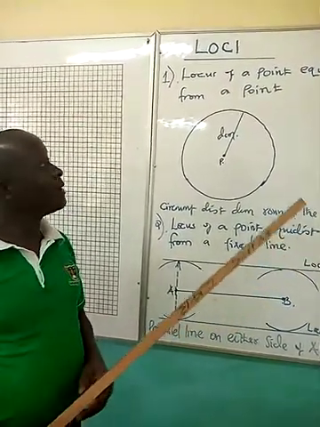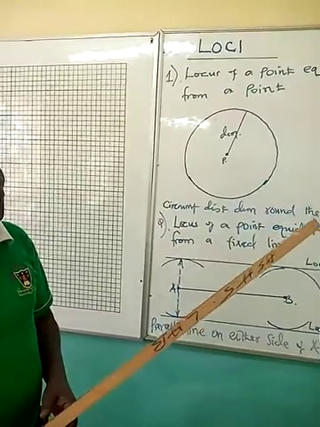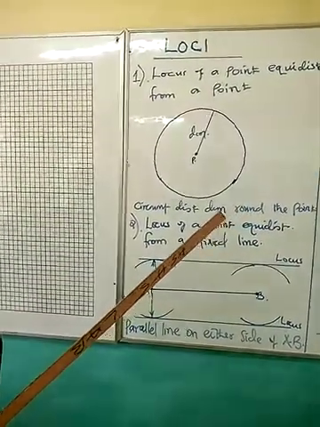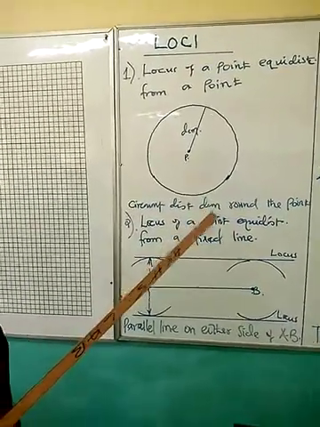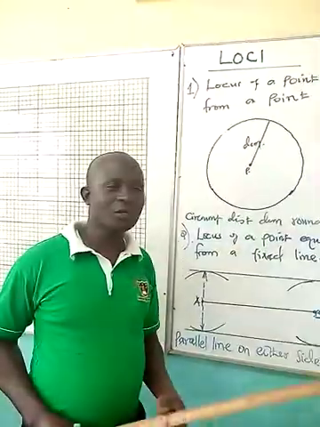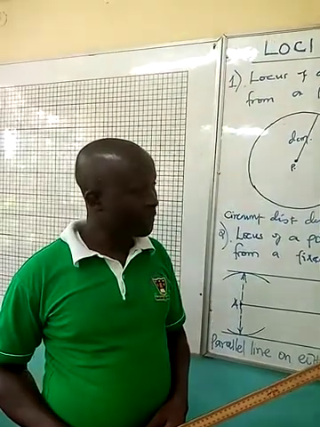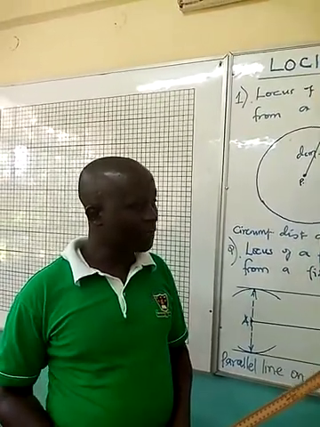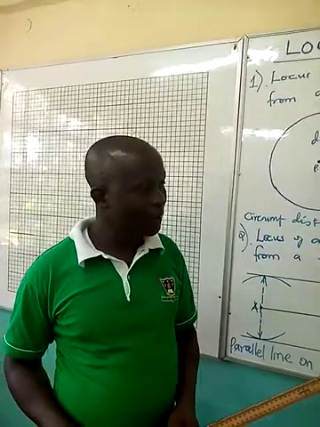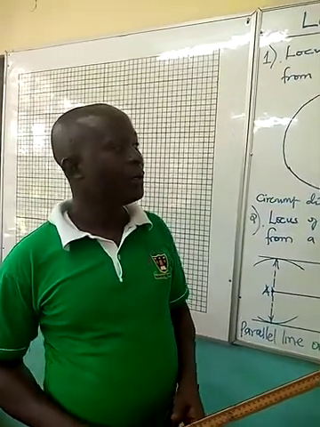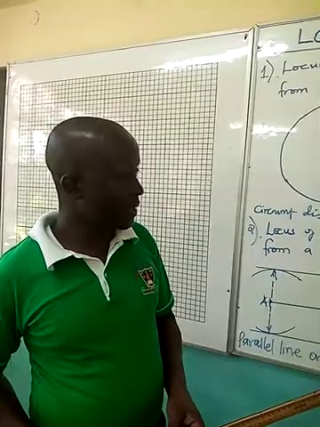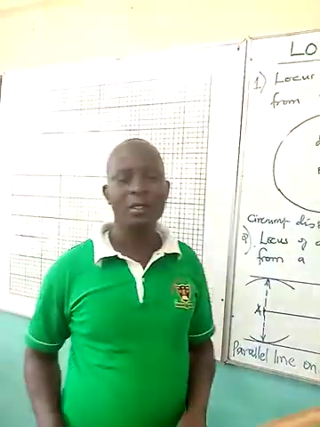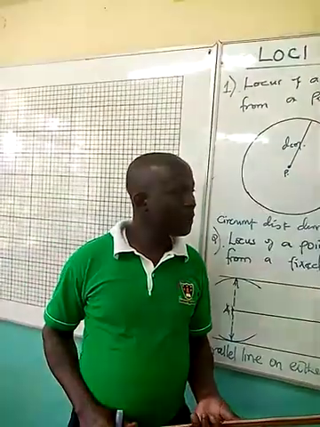And remember, loci is just the plural form of the word locus, which means a path. So in this topic, we are simply going to trace paths that a particle will take round a point, along a line, or in our 6th type, I'll explain another type of locus that will entail the inequalities.